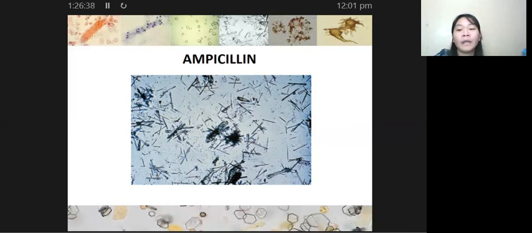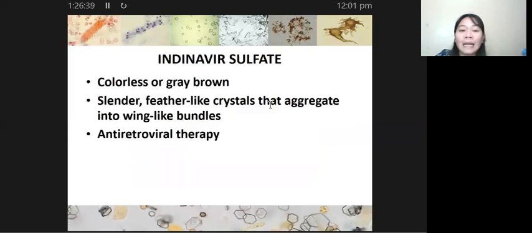Itong sample na to, refrigerated siya kasi you would be able to see bundles of ampicillin crystals. So next, we have your indinavir sulfate. Maganda siya under the microscope. They appear as colorless or gray-brown, slender, feather-like crystals that aggregate into wing-like bundles. Natanong na ito sa board exam. Ano daw yung crystal na pwedeng makita sa isang HIV patient or patient suffering from AIDS? Ang correct answer ay indinavir.